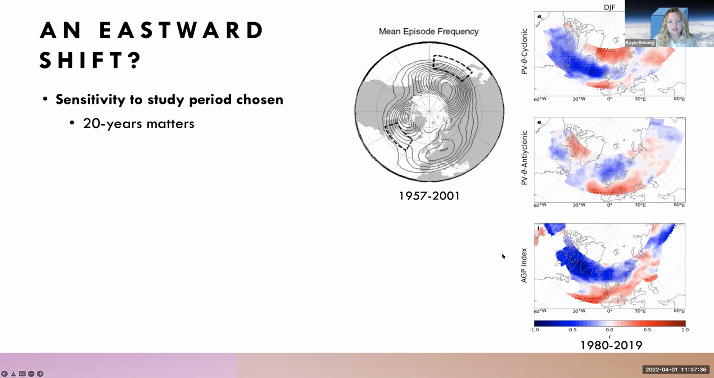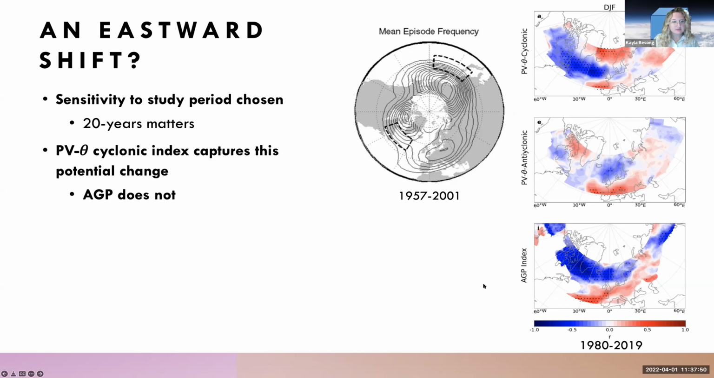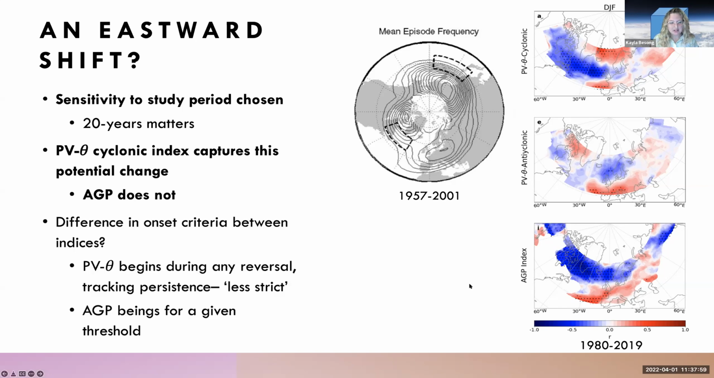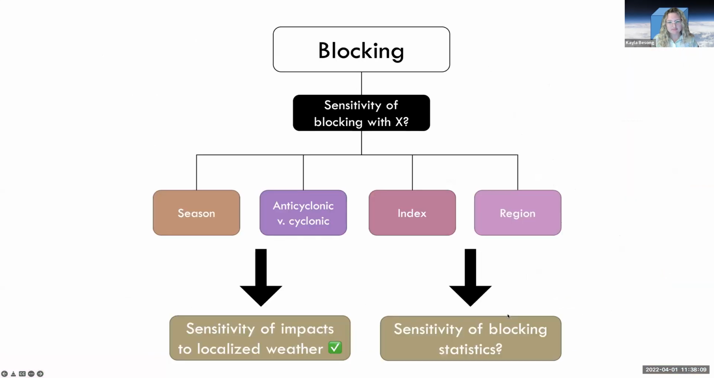What we can conclude is that we do have a sensitivity to study period chosen, and that 20 years does matter when you're talking about the NAO, especially these longer term correlations averaged over 40-year periods. So the thing is, though, that the PV theta cyclonic index is capturing this potential change, whereas the AGP is not. Okay, so this could be due to the difference in onset criteria between the indices. Again, AGP needs a threshold where the PV theta does not.